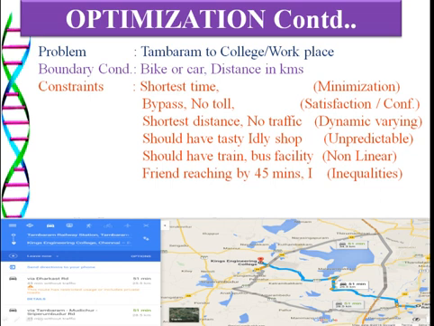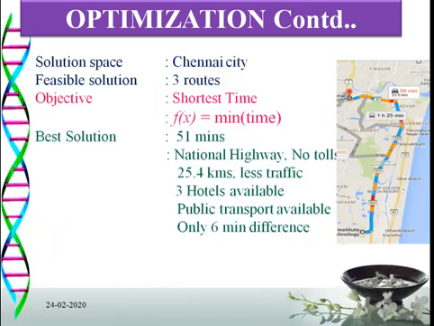Next you should know the different types of constraints: satisfaction constraint, conflicting constraint, dependence constraint, dynamic varying constraint, unpredictable constraint, nonlinear constraint, inequality constraint. If you give all these constraints for a single problem, definitely it will not be possible to solve using the standard available mathematical techniques. It will be very difficult. So that is why we go for an evolutionary algorithm, that is, the genetic algorithm.